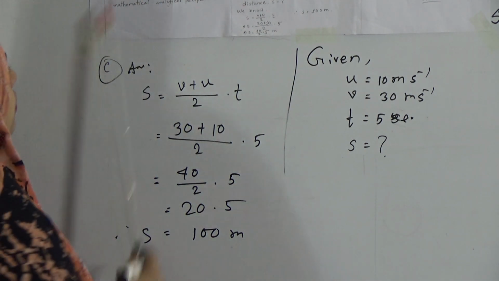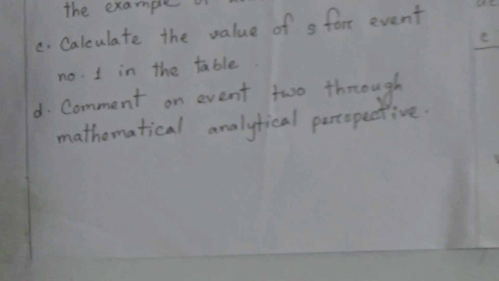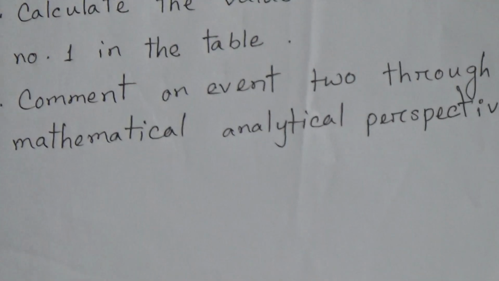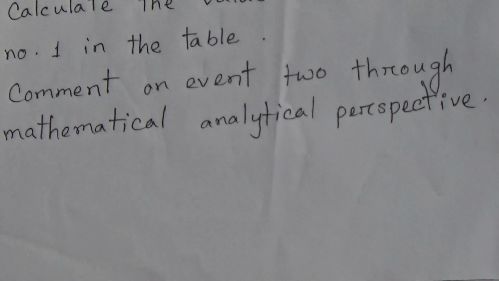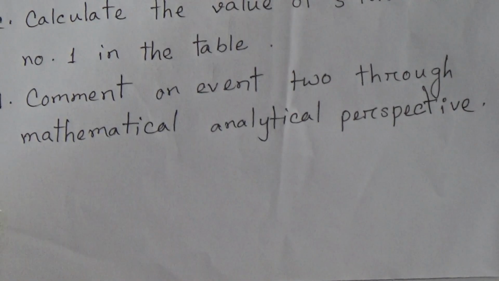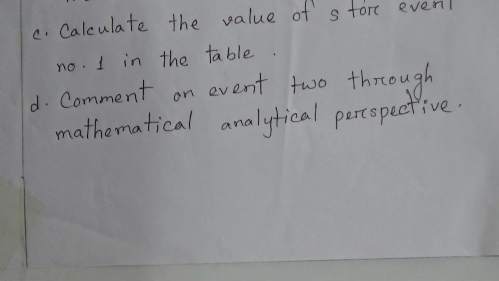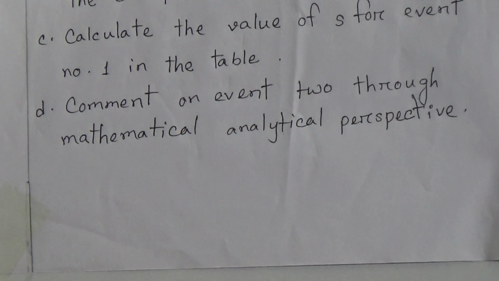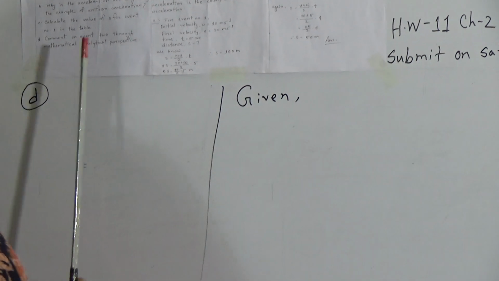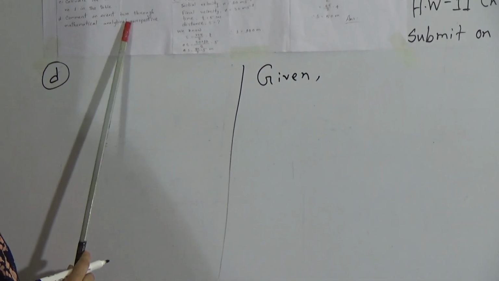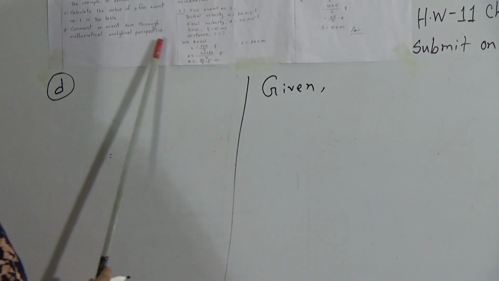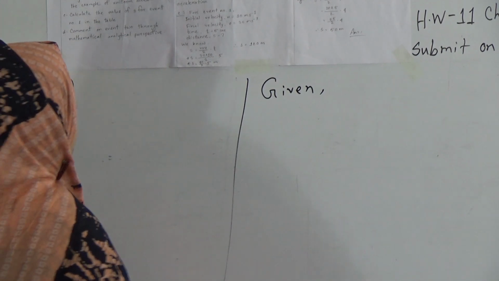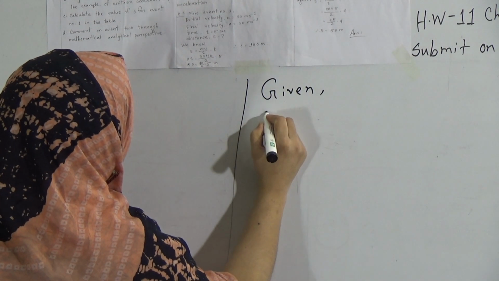My dear students, now come to question number D. Comment on event 2 through mathematical analytical perspective. So we have to do this math now. Question number D. Now write what is given for event number 2.